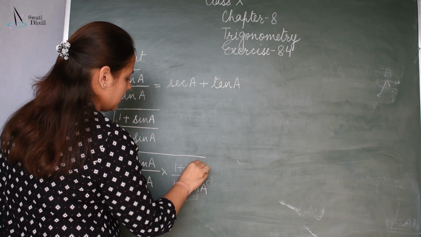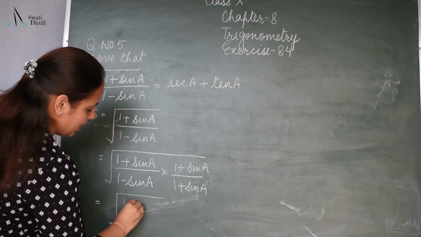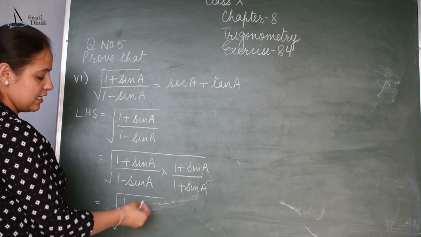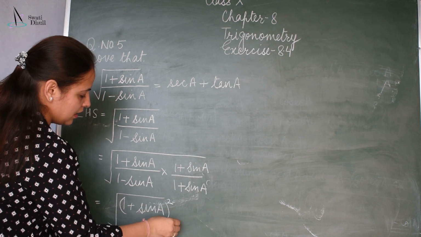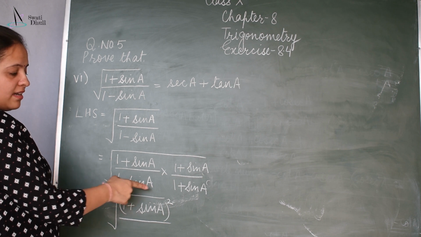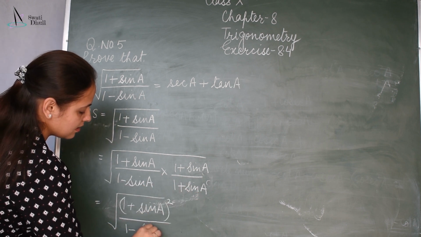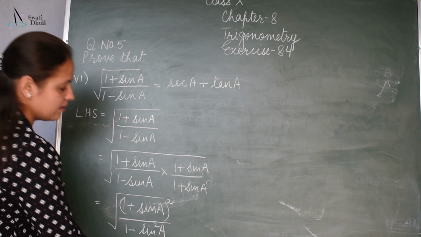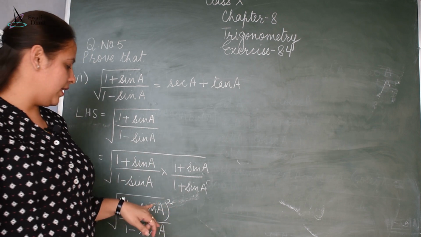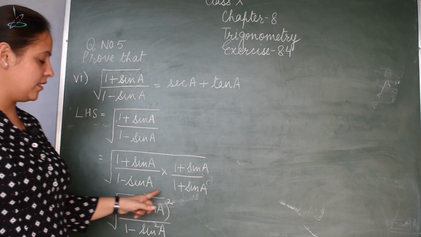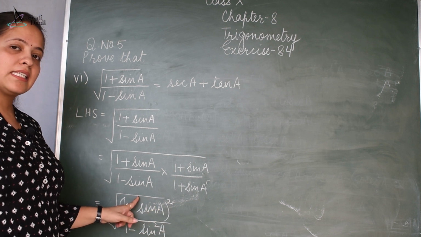1 plus sin A. So what will it become? It will become 1 plus sin A into 1 plus sin A, so 1 plus sin A whole square, divided by A minus B into A plus B. It will become 1 minus sin square A, that is A square minus B square. Now in this, we have 1 plus sin A whole square. This under root is there, so I can remove this power with this under root.